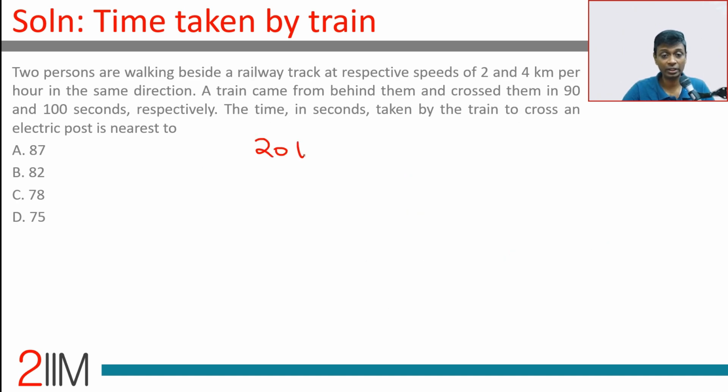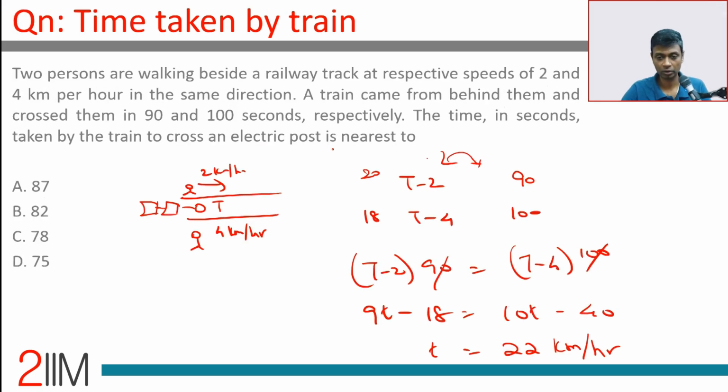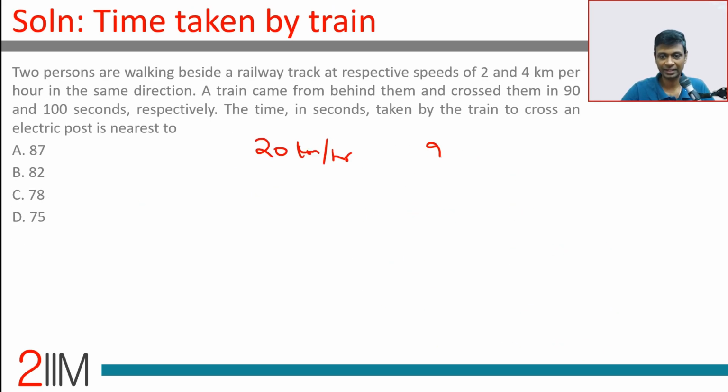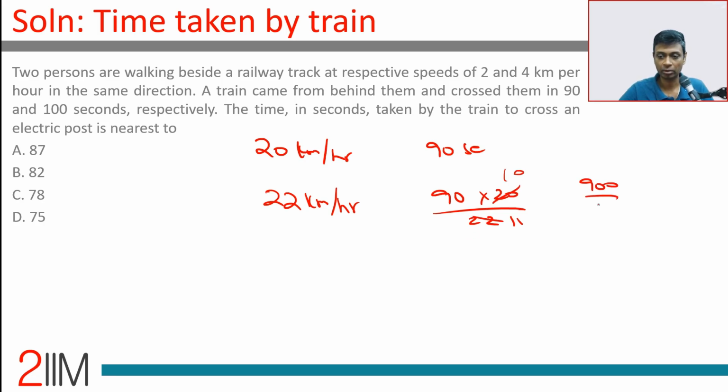Traveling at 20 kilometers per hour, the train takes 90 seconds. Traveling at 22 kilometers per hour, how much time will the train take? 90 into 20 by 22. Make it 11, make it 10. 900 by 11. You go 8 times 11 is 88, 81 point some large number, 82 works.